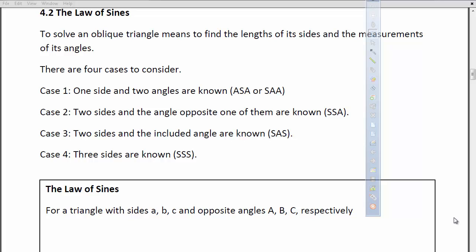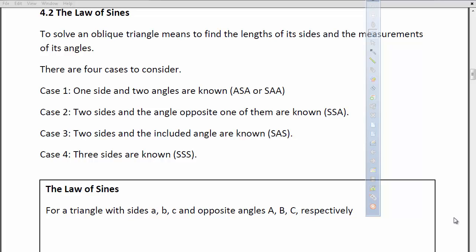We could have one side and two angles. Okay, that's known as angle, side, angle, or side, angle, angle. If we have two angles, then it's easy for us to figure out the other angle, right? Because the sum of the angles in our triangle is 180 degrees. Okay, we could have two sides and the angle opposite one of them. This is side, side, angle. And I do think with these first two cases, we're going to use the law of sines, but we'll see if that's true.